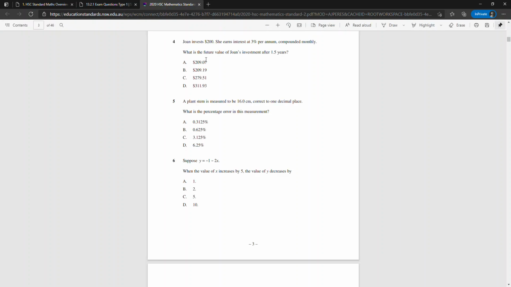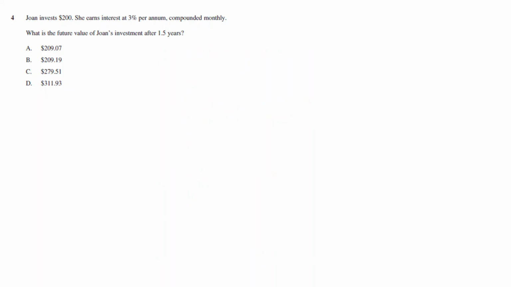This question is telling us that there is an investment of $200 made at 3% per annum compounded monthly, and it's asking you to calculate the future value of this investment after 1.5 years. So let's take this out. Let me get my pen.